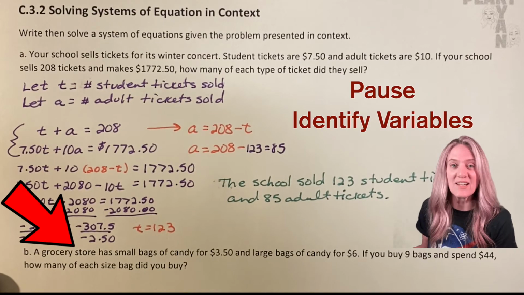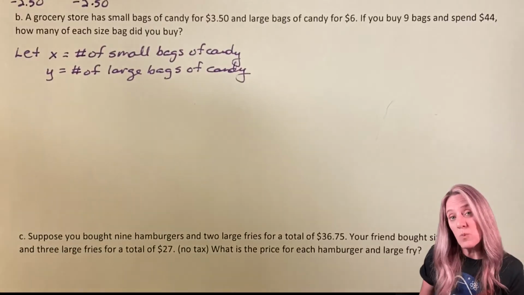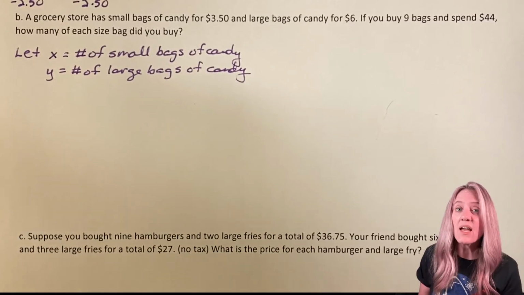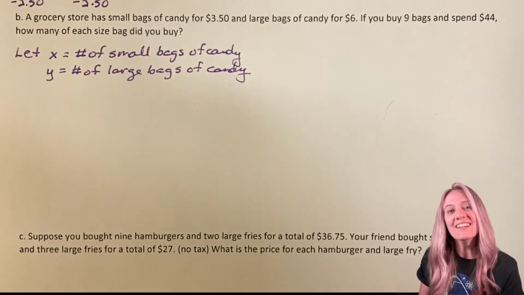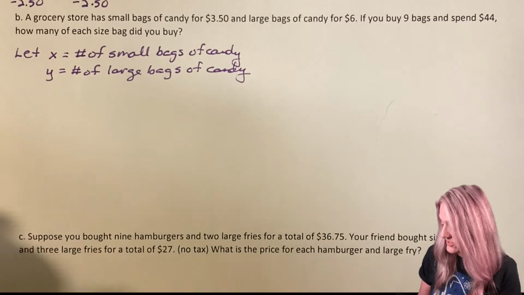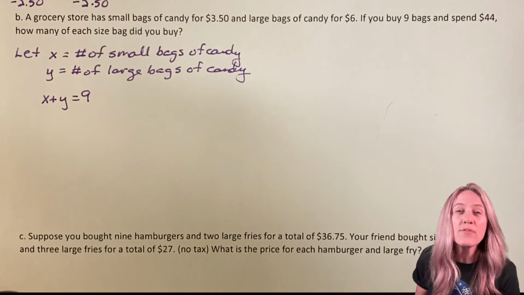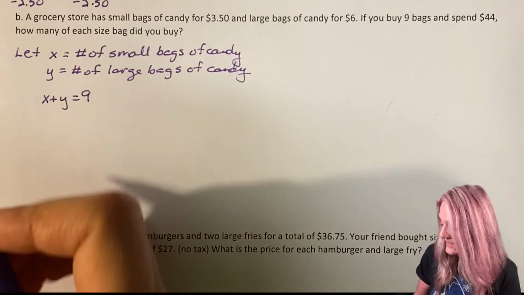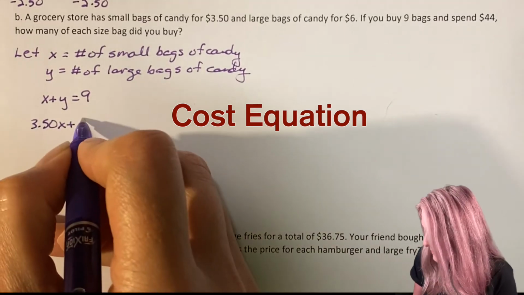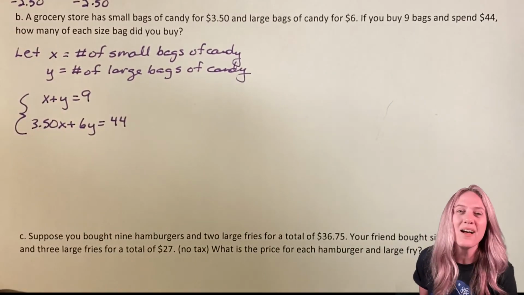Can you go ahead and identify the two variables that you're going to choose to represent this problem? I chose X and Y to represent our two variable quantities. So X is my number of small bags of candy and Y is the number of large bags of candy. Then we need to go ahead and write our equations. What we know is 9 bags of candy were purchased all together. So I know that X plus Y equals 9. And next, I know that $44 was spent. The small bags of candy cost $3.50, so $3.50x plus $6 per large bag of candy for a total of $44. And once again, we have a system of equations.